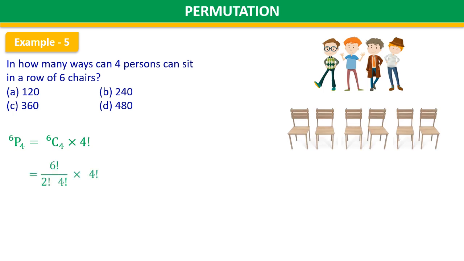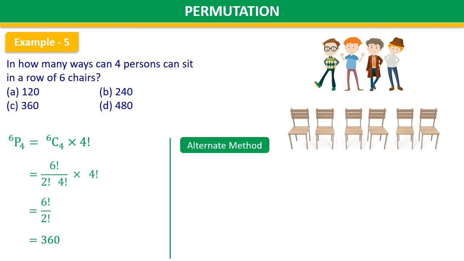So it can be further solved like this: 6 factorial divided by 2 factorial into 4 factorial, multiplied by 4 factorial. So solving this, the answer comes out to be 360 ways in which 4 persons can sit in a row of 6 chairs. Well, this question can be solved by another alternate method, a shortcut method, which I will tell you.